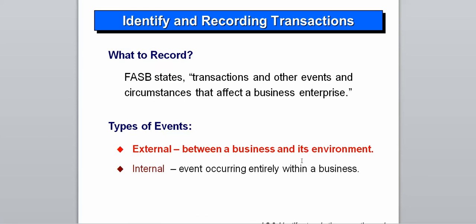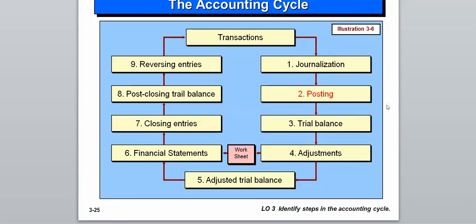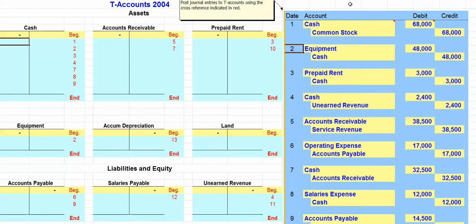Thus far, we've considered only external transactions between a business and its external environment. Before considering internal events, we will go ahead and post these journal entries to the general ledger, which is the second step in our accounting cycle. Since this is our first year in business, the beginning balance in our trial balance or T accounts and ledger accounts is 0 for all of our accounts. Let's begin with transaction 1.